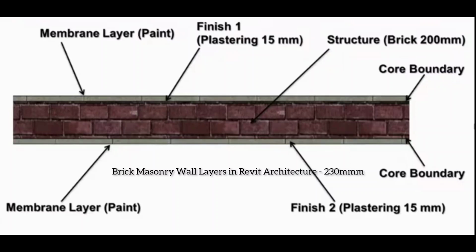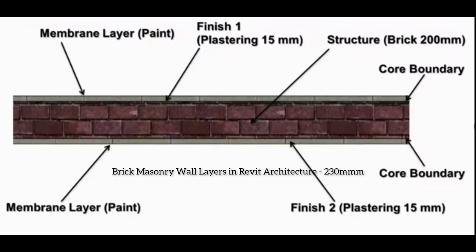These are default layers. The core boundary, which is the layer between two boundary lines, defines the structure part of the lines and influences the behavior of walls. Okay, let's see how it will be created in our Revit.